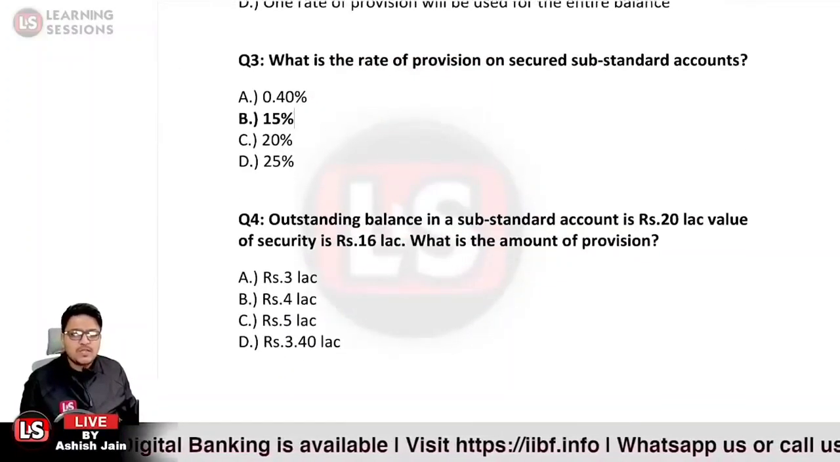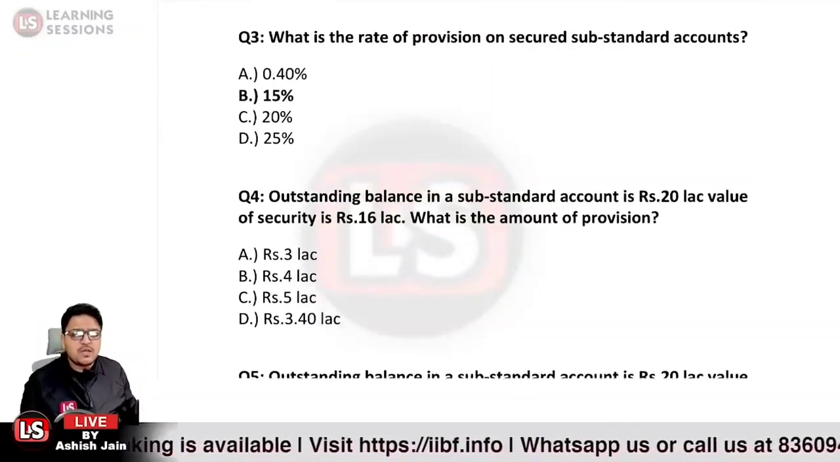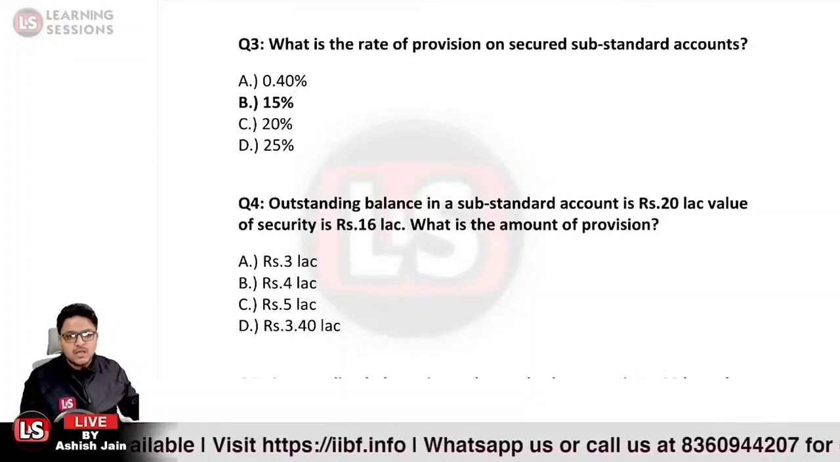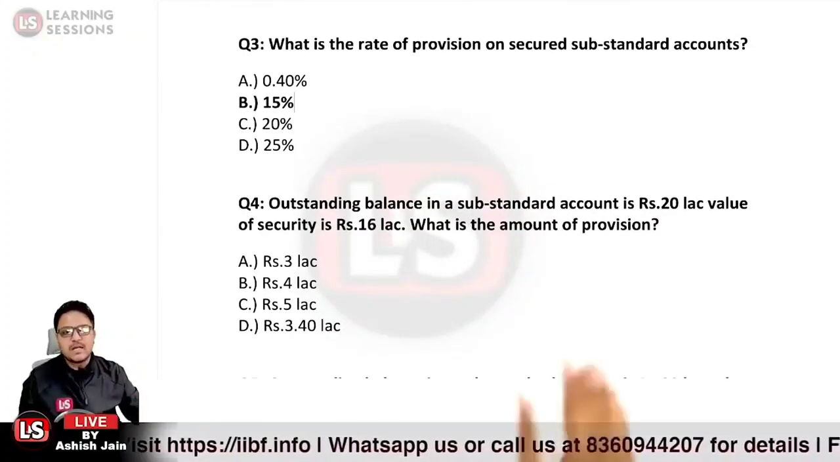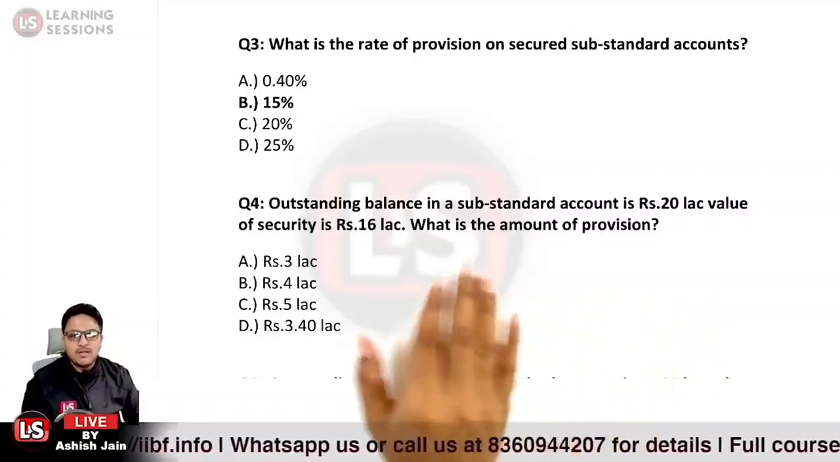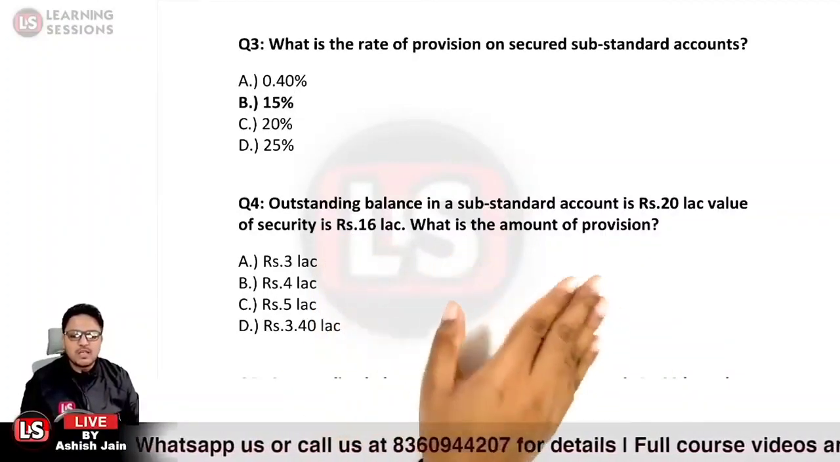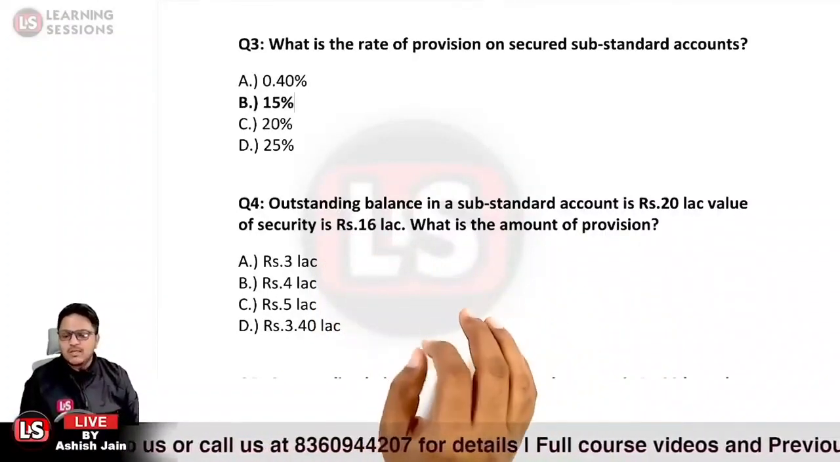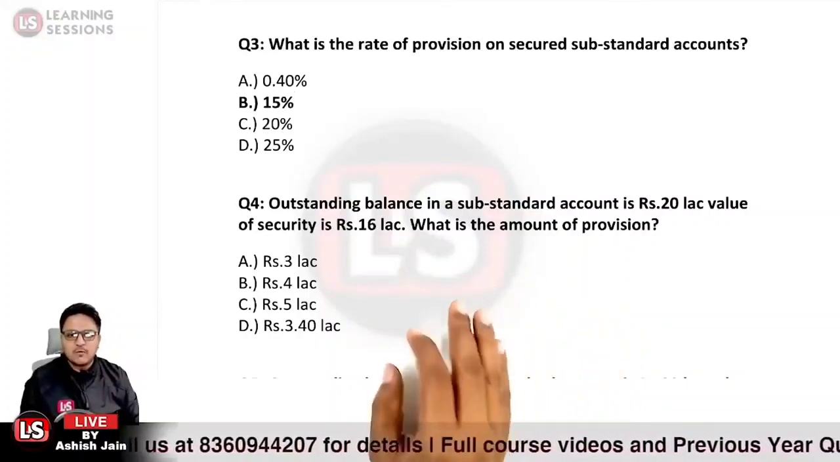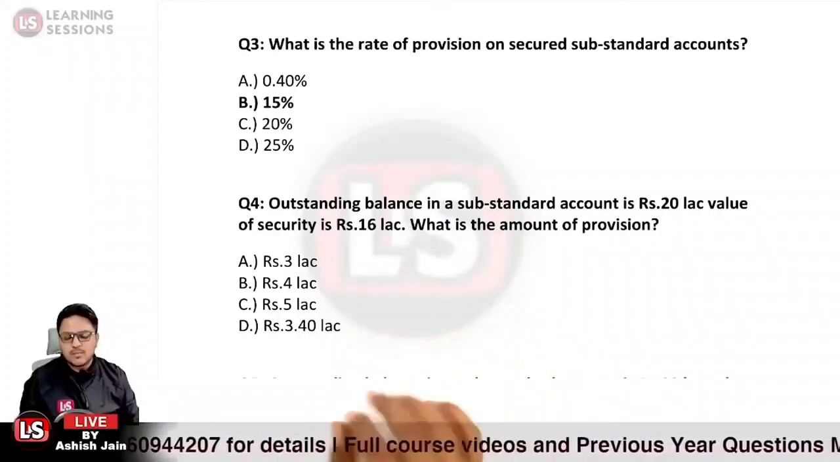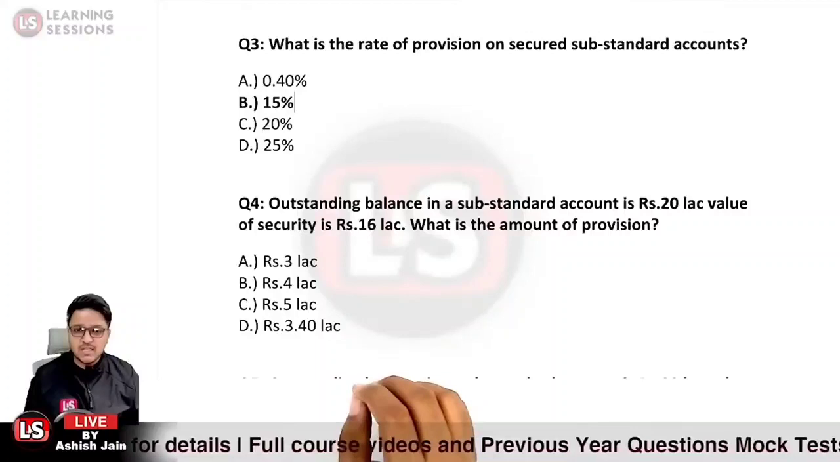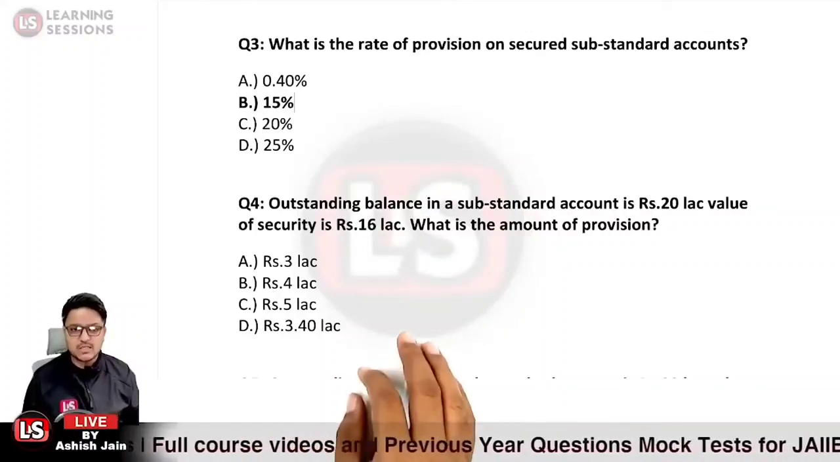Further, the outstanding balance in a substandard account is 20 lakh rupees. The value of security is 16 lakh rupees. What is the amount of provision? Rupees 3 lakh, 4 lakh, 5 lakh or 3.40 lakhs? What would be the right answer in this particular case? Kindly please do answer at the earliest.